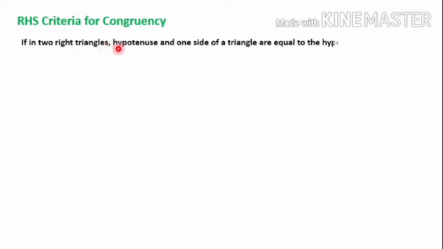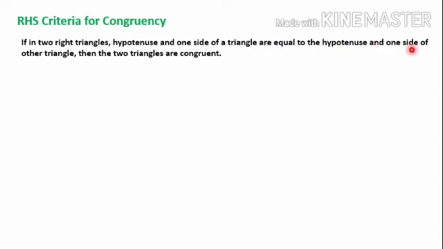Next, we shall discuss the fourth criteria for congruency of triangles, that is RHS criteria for congruency. Here, if in two triangles, hypotenuse and one side of a triangle are equal to the hypotenuse and one side of other triangle, then the two triangles are congruent. This criteria is used only for right triangles, and we have already learned what a hypotenuse is. Hypotenuse means the longest side of a right angle triangle which is opposite to the 90° angle.